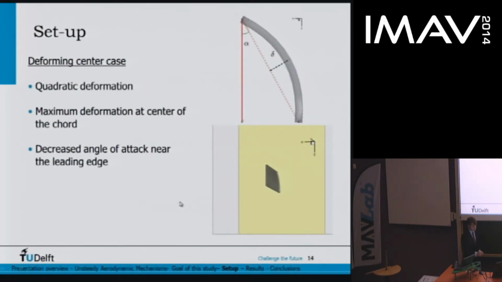And finally, a case with the maximum deformation near the center. Again, quadratic. However, now you can see that the angle of attack near the leading edge is decreased compared to the rigid case, and this will look something like this.